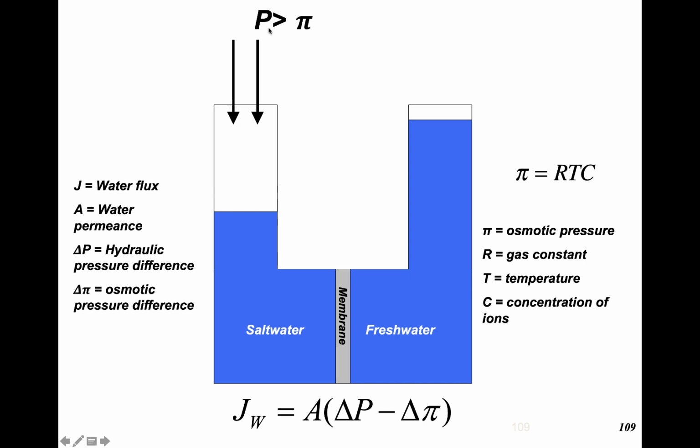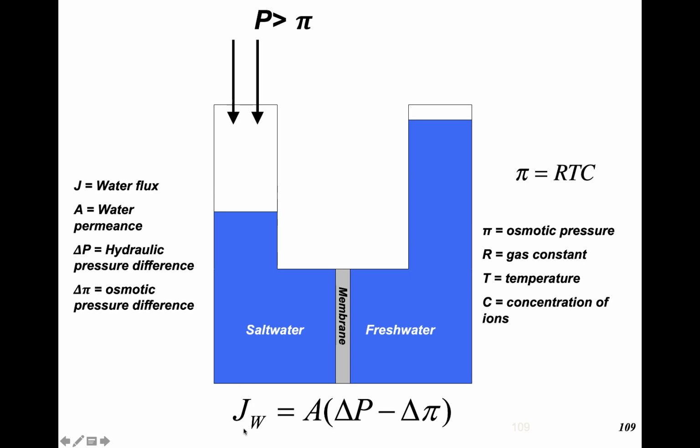If we apply a hydrostatic pressure that is greater than the osmotic pressure, then we can actually drive water from the saltwater side of this membrane to the freshwater side of the membrane. We can drive water uphill from a concentration point of view because we've applied a hydrostatic pressure that's greater than the osmotic pressure, which would normally be trying to drive the water from the freshwater to the saltwater side.